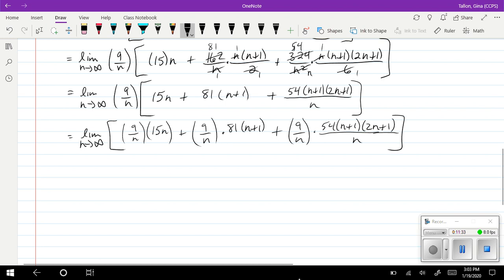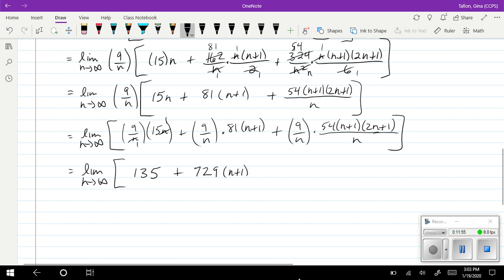And I have to clean that up. Limit as n approaches infinity. We have this n right here. Whoops, this n divides into this n, giving you 1 and 1. And 9 times 15 is 135. Plus. Now 9 times 81 is 729.